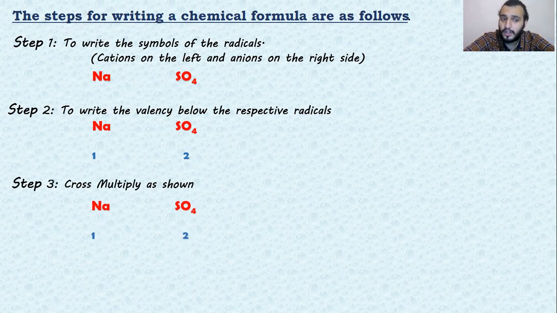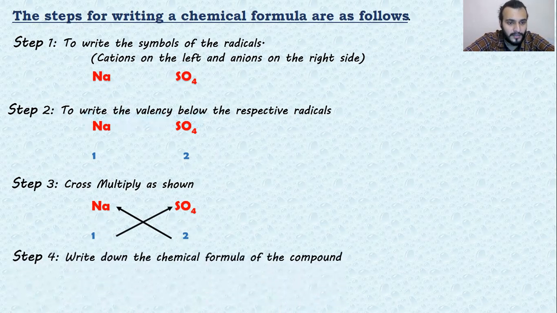Step 3, cross multiplication. So sodium we multiply by 2 and SO4 we multiply by 1. The fourth and final step is to write down the formula after multiplication. So Na into 2 becomes Na2 and SO4 into 1, anything into 1 remains as it is, so it is SO4 only. The final formula is Na2SO4.